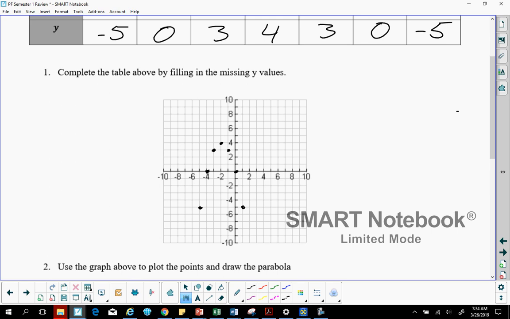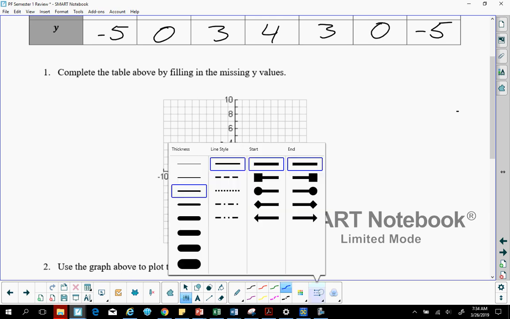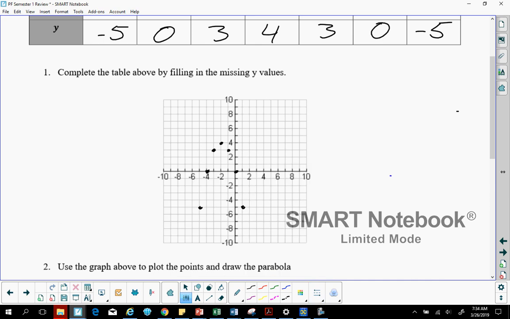Are we all okay on plotting points? Anybody have any questions about plotting points? Awesome. So then you just connect your dots.